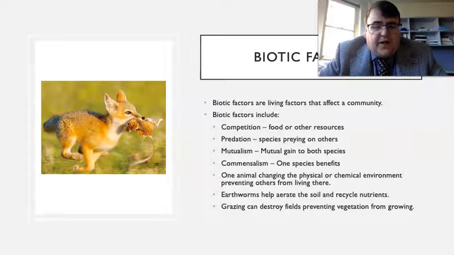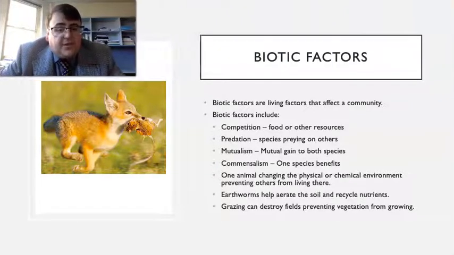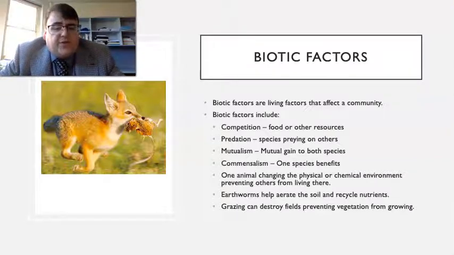So, first off, biotic factors. These are the living factors that affect ecosystems or a community. Ones we've already talked about: competition, predation, mutualism. These are types of biotic factors. They're the interactions between those organisms. We talked about them a few slides back.